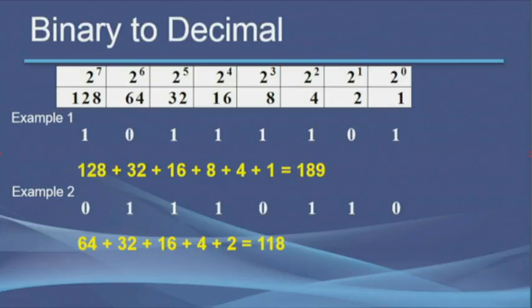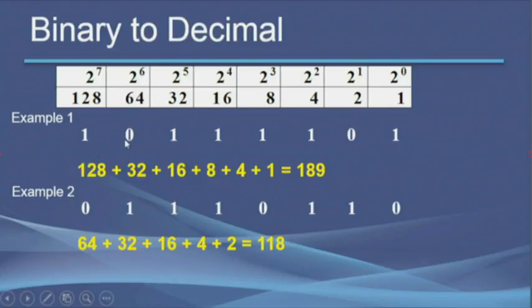So basically, when you are converting any decimal number to binary or binary to decimal, you have to consider this position value. Let's take example 1. You can see here 1 0 1 1 1 1 0 1. If we are going to convert this binary number into decimal, we have to consider the position value. There is a 1 in the 8th bit, which is 2 to the power 7, and the decimal value is 128. So we take it.